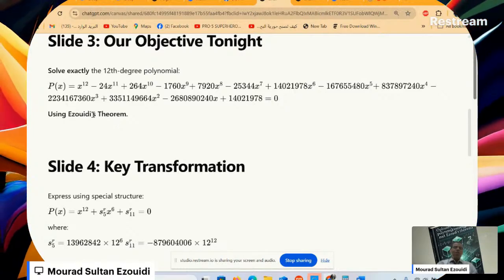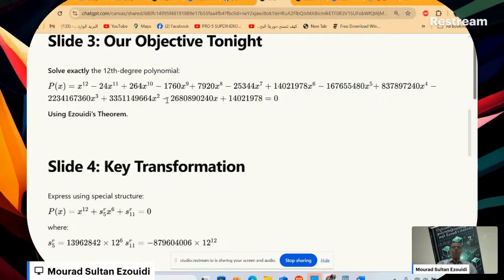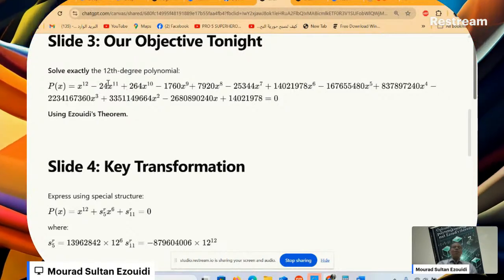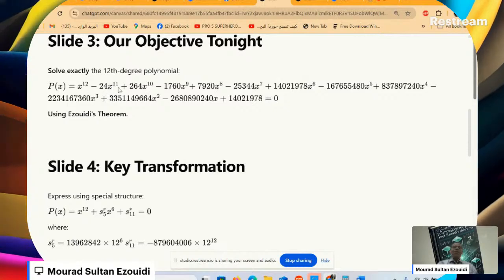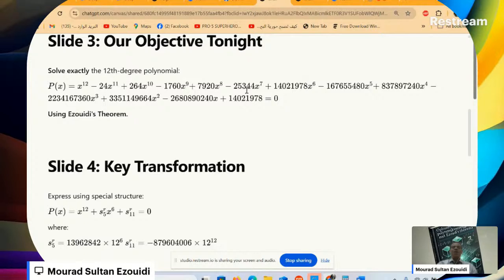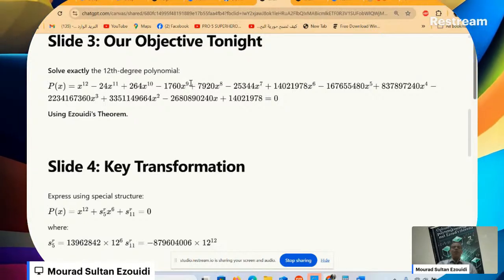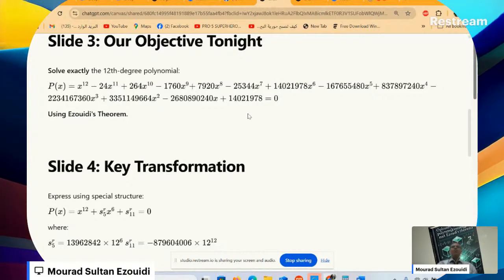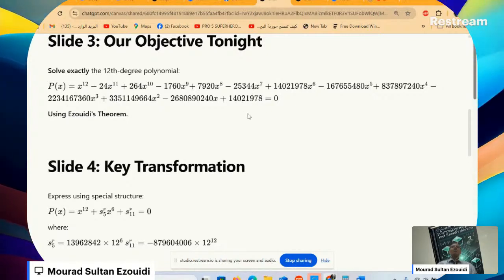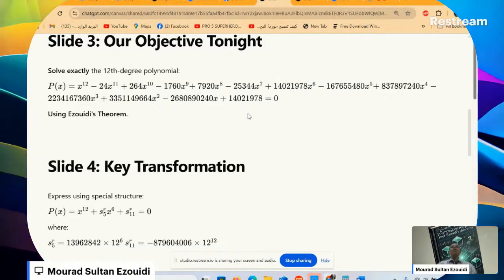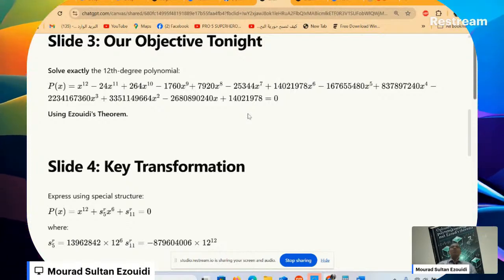So, using the Ezouidi theorem, you see this polynomial to the power 12. I will cancel all the coefficients 2, 4, 6, 4 up to 5, and the last coefficient has to be different from zero. It means I'm going to reduce this 12-degree equation to a second-degree equation in terms of x raised to the power 6.